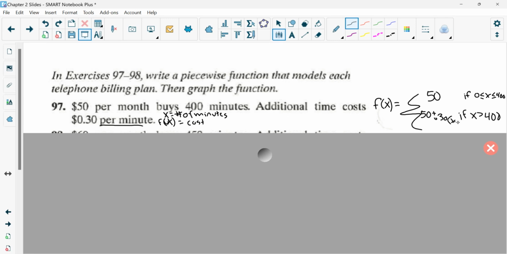So I'm taking my x and subtracting 400 from it. And again, the reason I'm doing that is because if I use 450 minutes, I'm only getting charged the 30 cents for those 50 minutes that were above the 400. Okay? So that's what we're looking at today. We're going to be looking at word problems like this and how we can create piecewise functions for them.